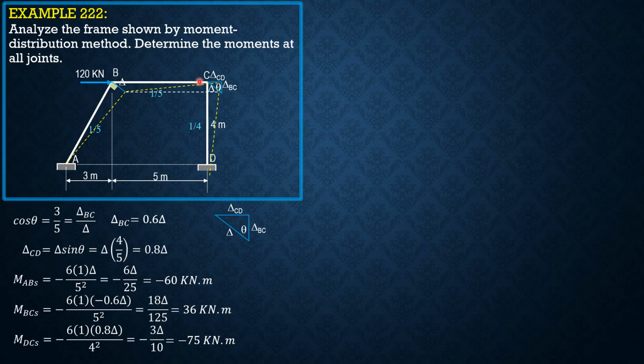The first phase moments would be 0 because none of the members has load between the ends or between the joints. So therefore, first phase moments would be 0. So let's proceed to the second phase.